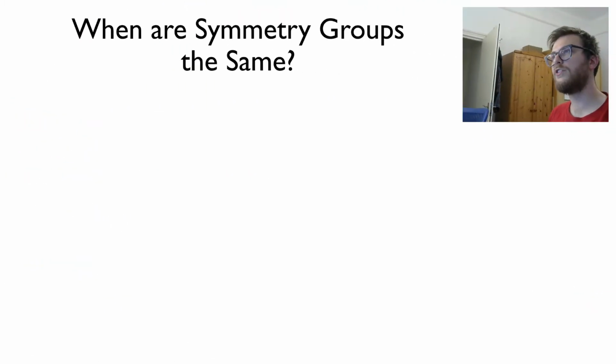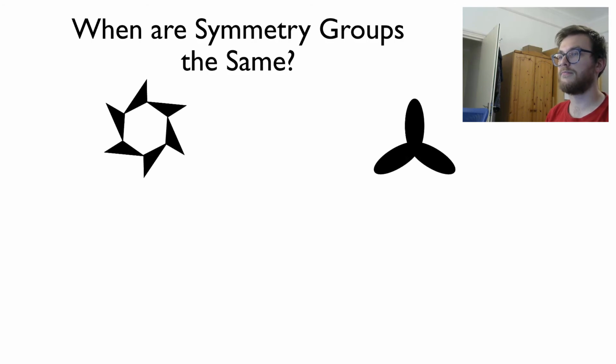So, when are two symmetry groups the same? In other words, when do two different shapes have the same symmetry group? Consider the following two examples. Pause for a moment and have a think about what the symmetry groups of these two objects look like. How many elements do they have? What are the generators? In fact, both of these shapes have exactly 6 symmetries. So does that mean they have the same symmetry group? No, because they interact in different ways.